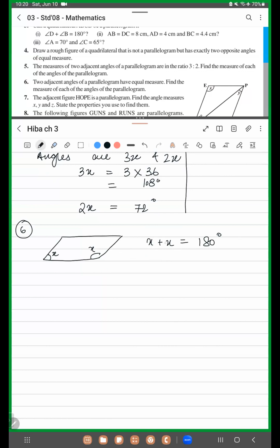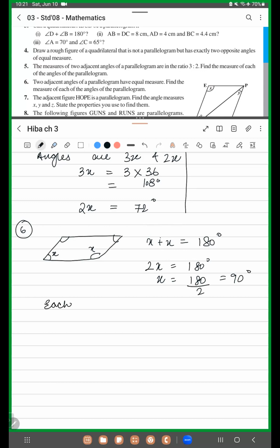X plus x is 180. So x plus x is what? 2x. So 180 divided by 2, which is 90 degrees. Very good. Okay. So that means each of the angles is 90. You can just write it instead of making this thing over here again and again. Each of the angles is 90.